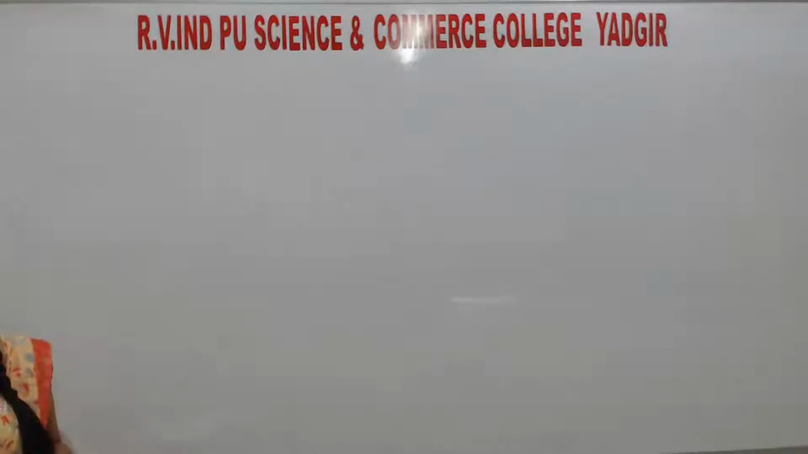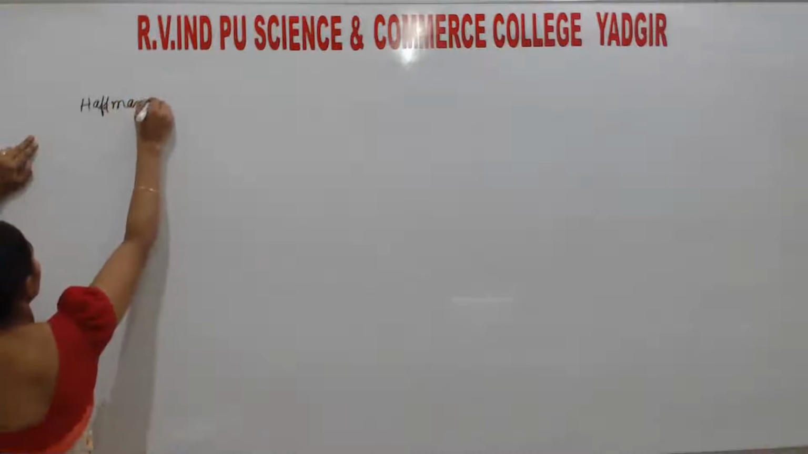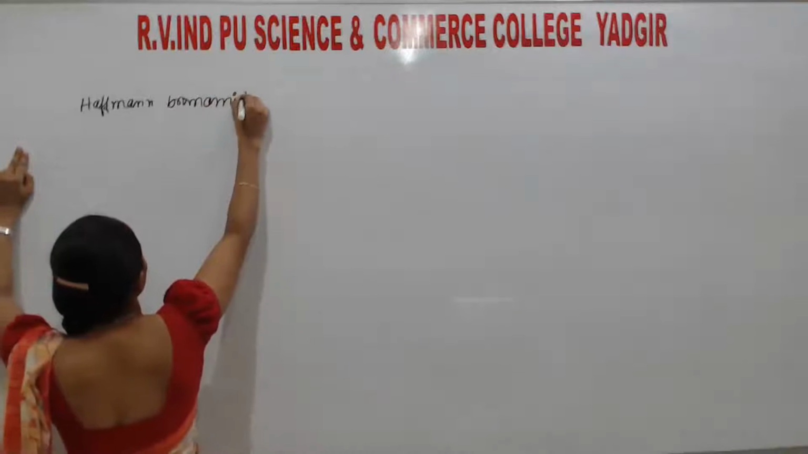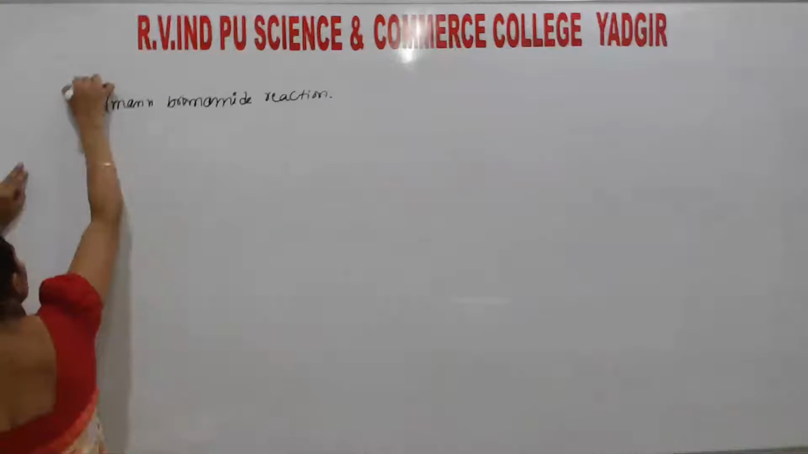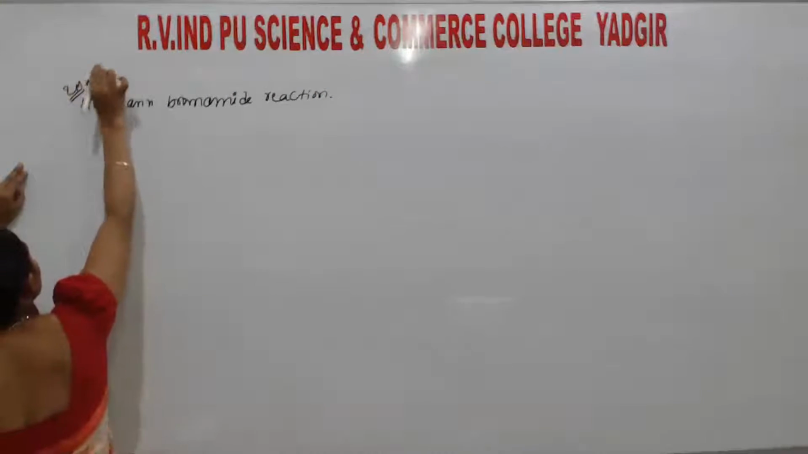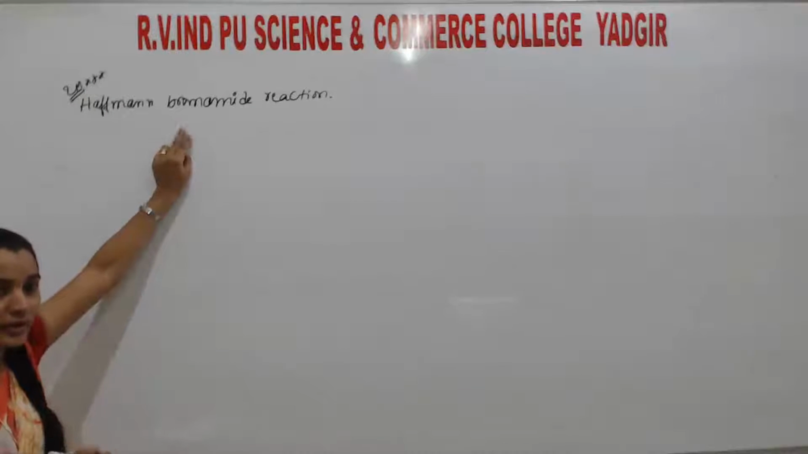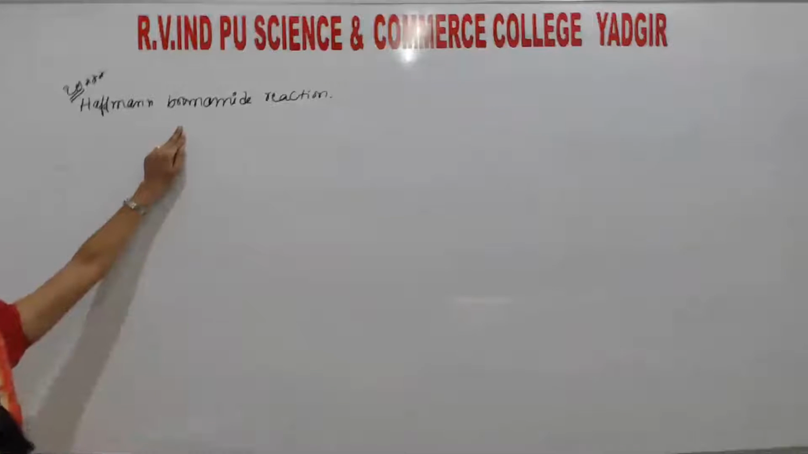Hoffman bromide reaction. Okay? Hoffman bromide reaction. This is also a name reaction, very important for 2 marks. So students, initially I didn't write this. In the important portion I didn't mention this. Just write Hoffman bromide reaction. So what is this Hoffman bromide reaction? What does it tell us? So listen.